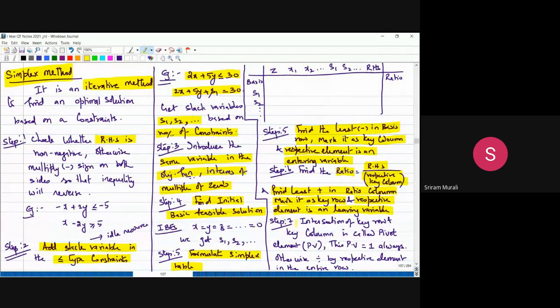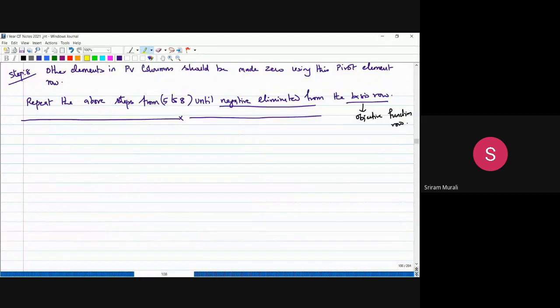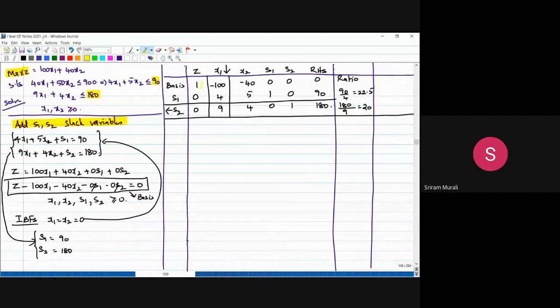The intersection of key row and key column is said to be the pivot element. This pivot element should be equal to 1 always. Otherwise, divide the entire row by the respective element. Just to see, the pivot element, the intersection of key row and key column, this is the pivot element. This pivot element should be equal to 1. If not, I should divide by the respective element.